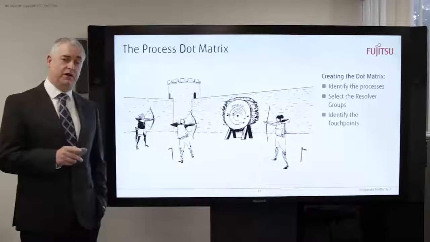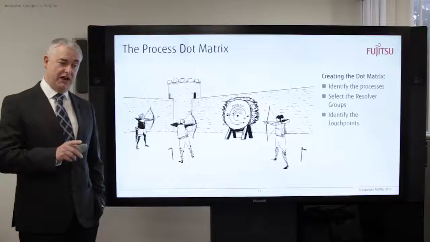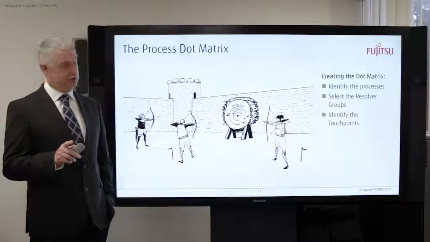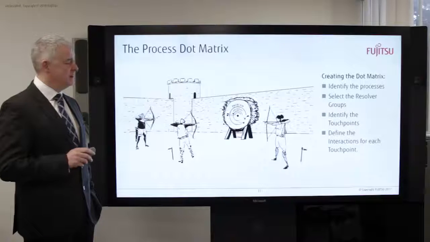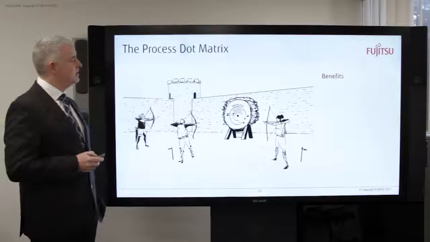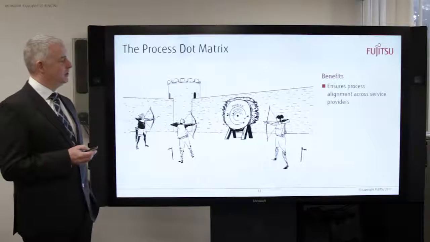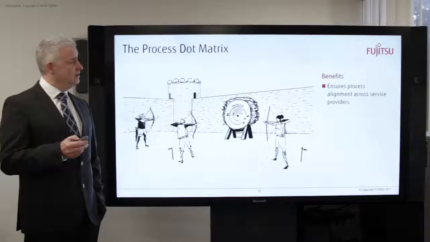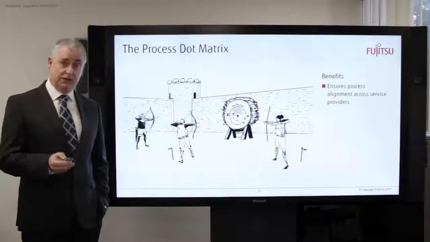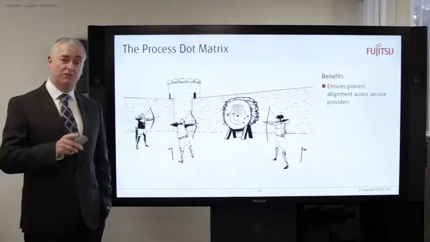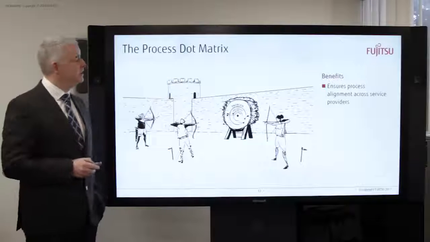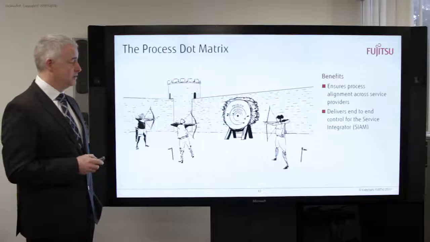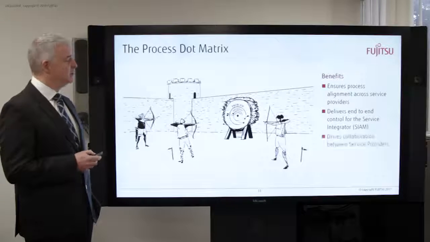And it's important to identify those touch points because it's about understanding where a process touches a resolve group. We need to know what's required to make that process operate. And unless you have that, you can't have a true end-to-end delivery of service. So the benefits of that are about ensuring that we have that alignment, and we're also then all talking the same language because we don't really concern ourselves as to whose process it is. What's important is the interaction between providers at a touch point where that process is in place. It truly enables end-to-end control for the service integrator, so it allows us to take that SIAM responsibility.